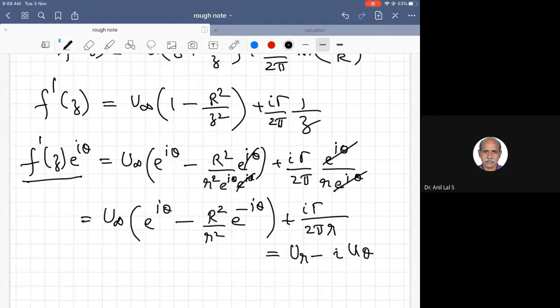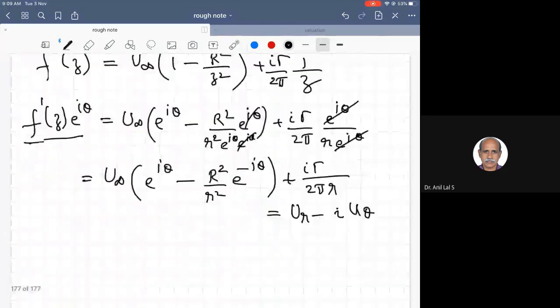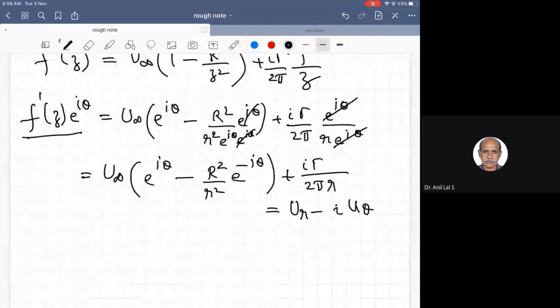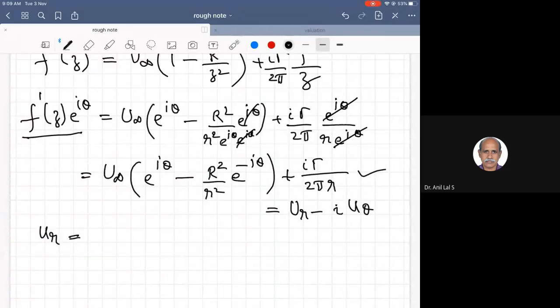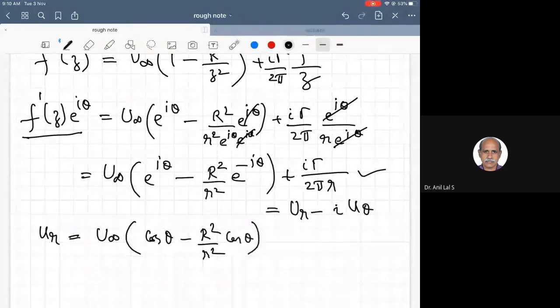So the real part of this expression gives the radial component of velocity, which is equal to u infinity into the real part of this. This will have a real part cos theta minus r squared by r squared, and this will have a real part cos theta again. There is no real part for the last term.